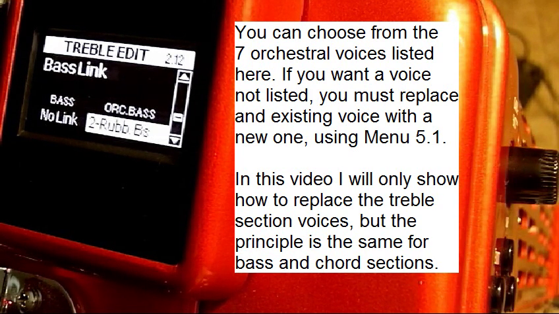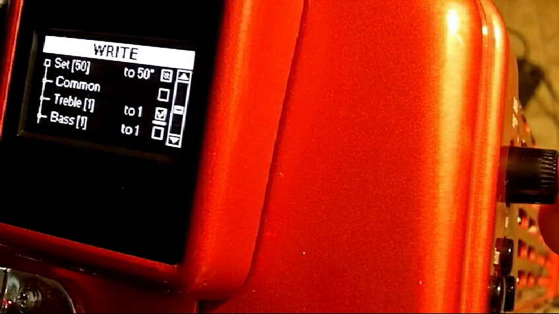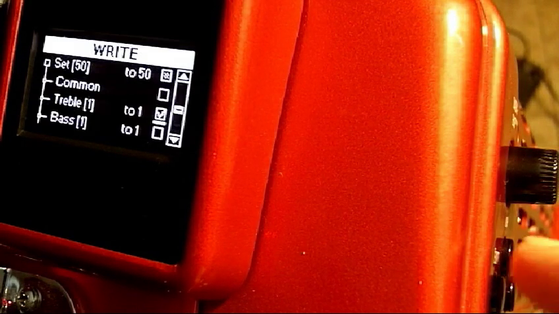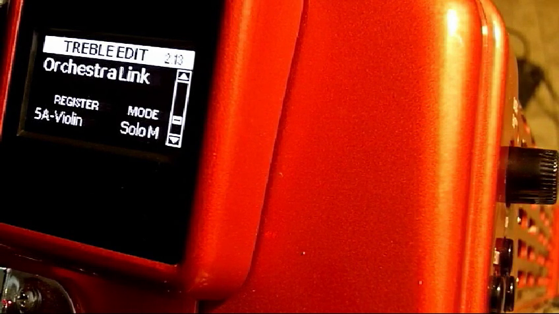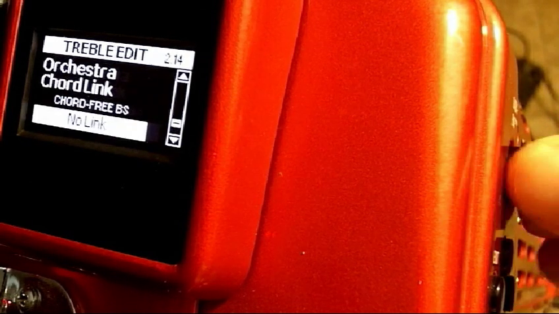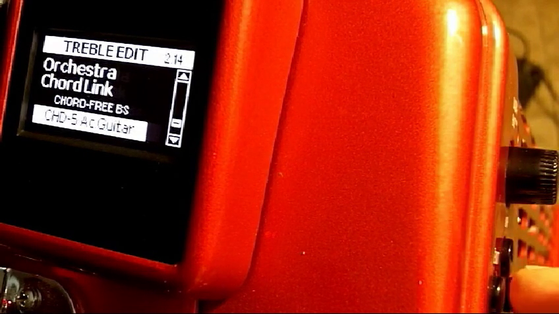Let's change that to the rubber bass. If I do that, I can immediately save if I want to by using the menu right button, holding. It tells me it's saving the treble changes, and it's done. But I'm concerned about the orchestra treble before I change that. However, I'll change the chord length, and let's put on an acoustic guitar. I can save this later, which I will do.